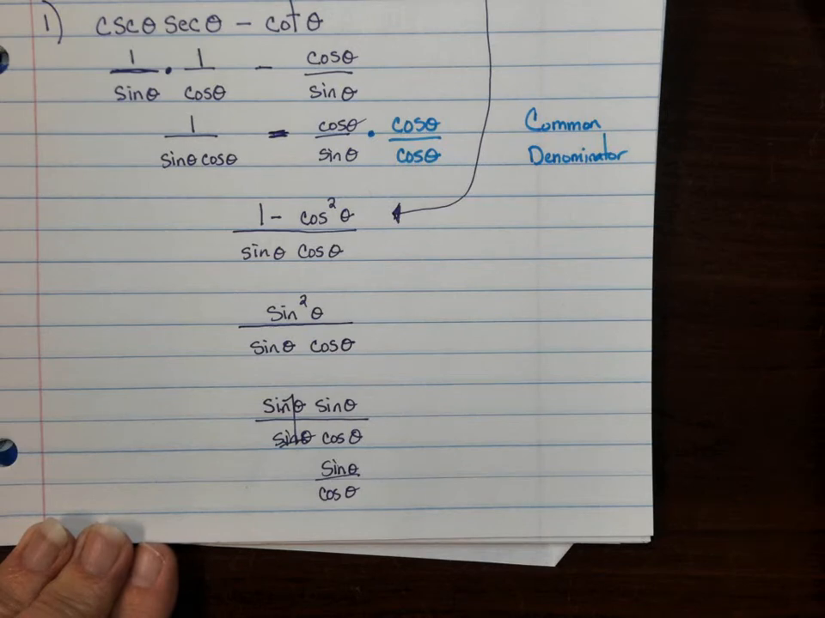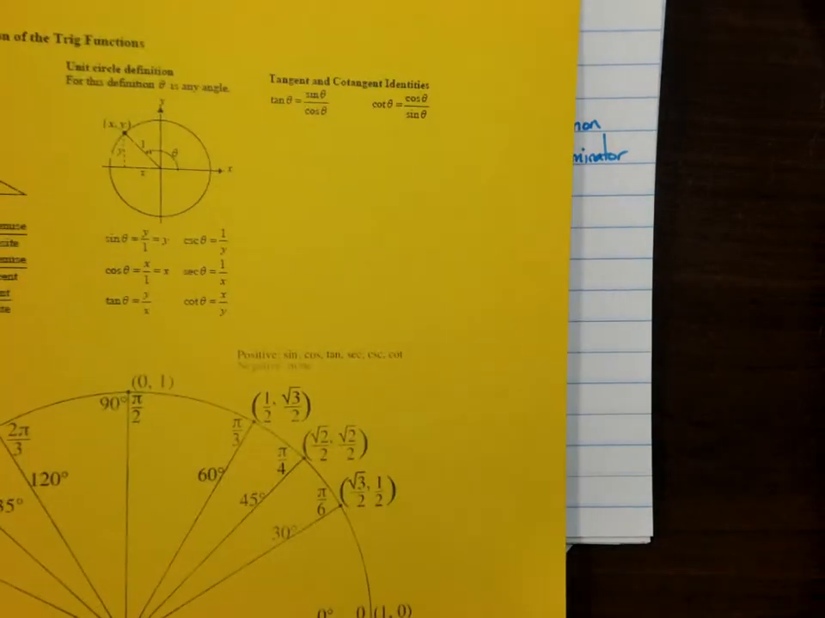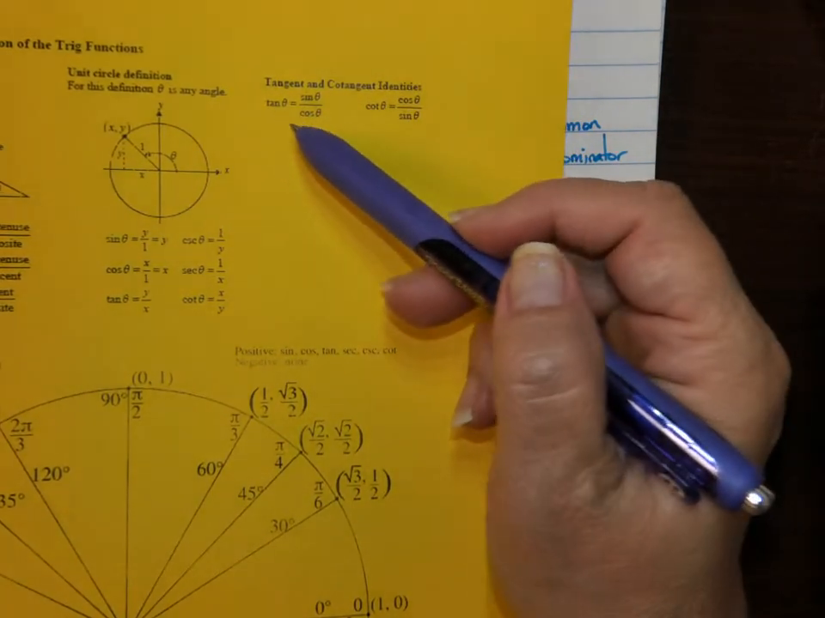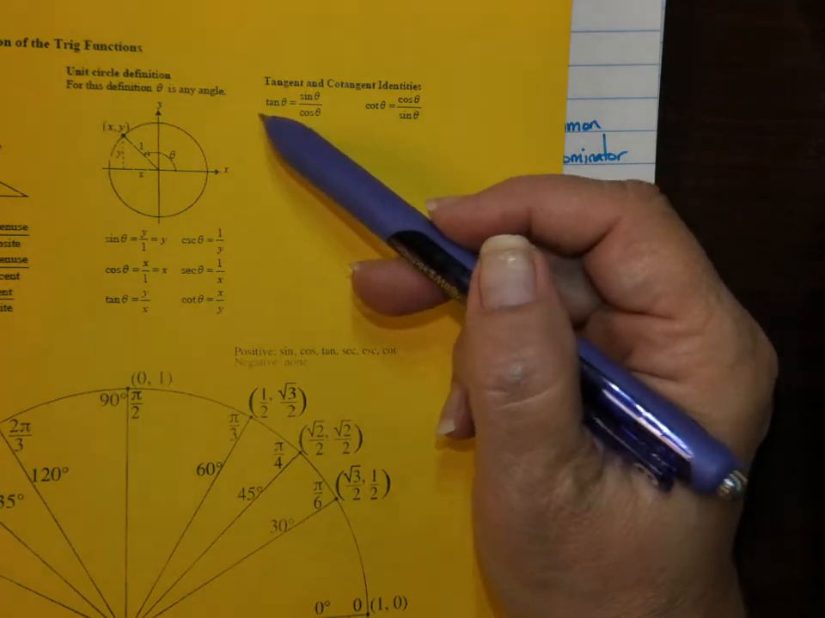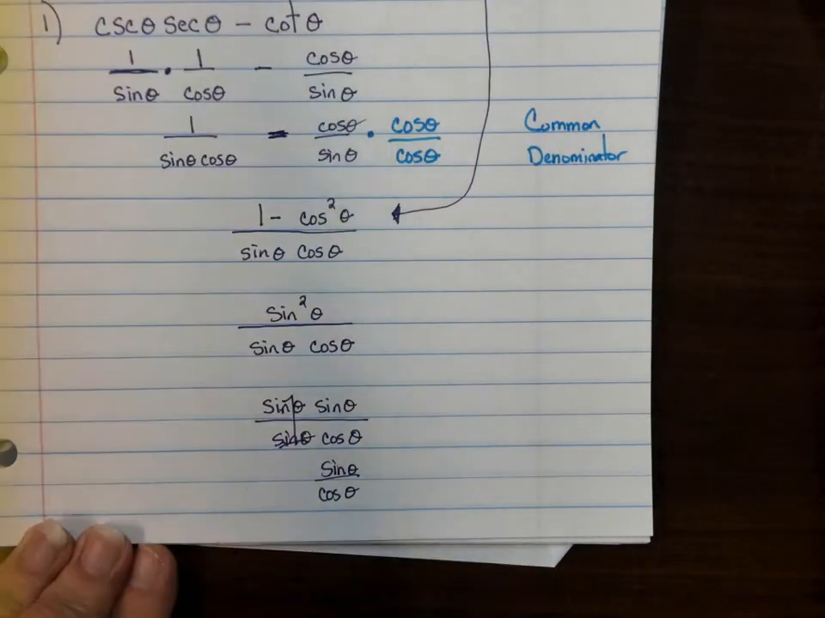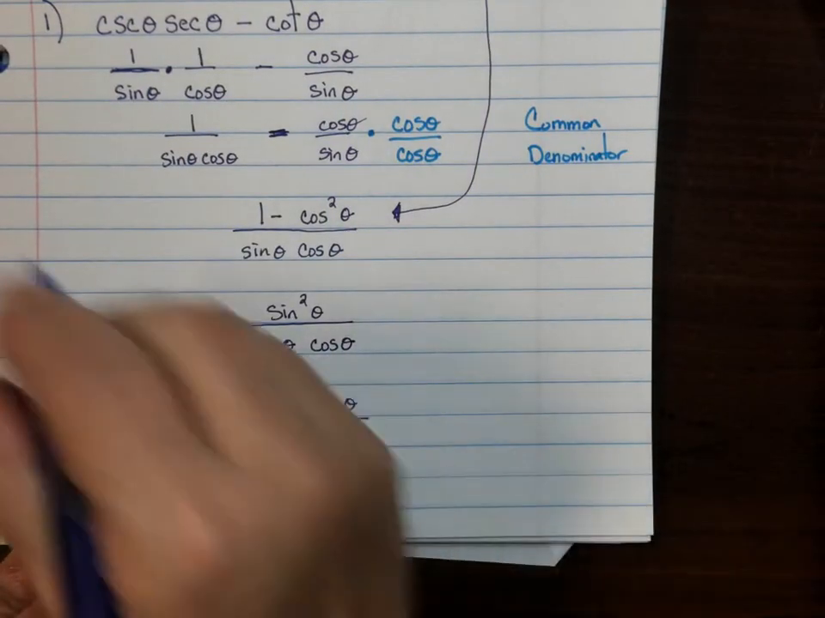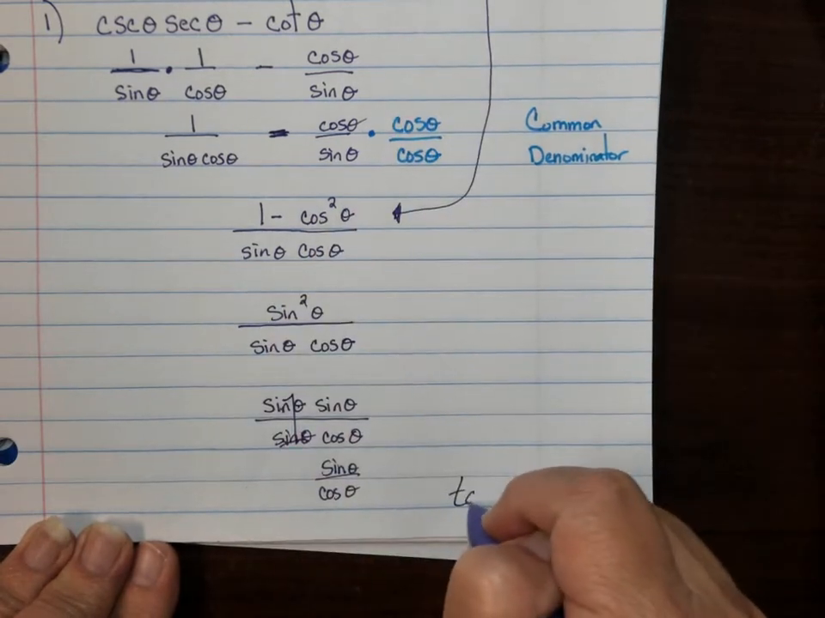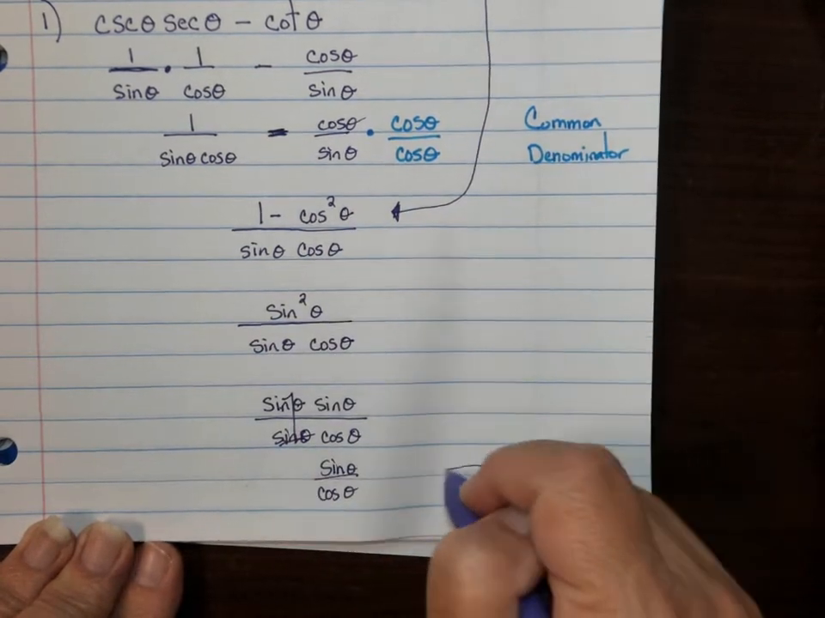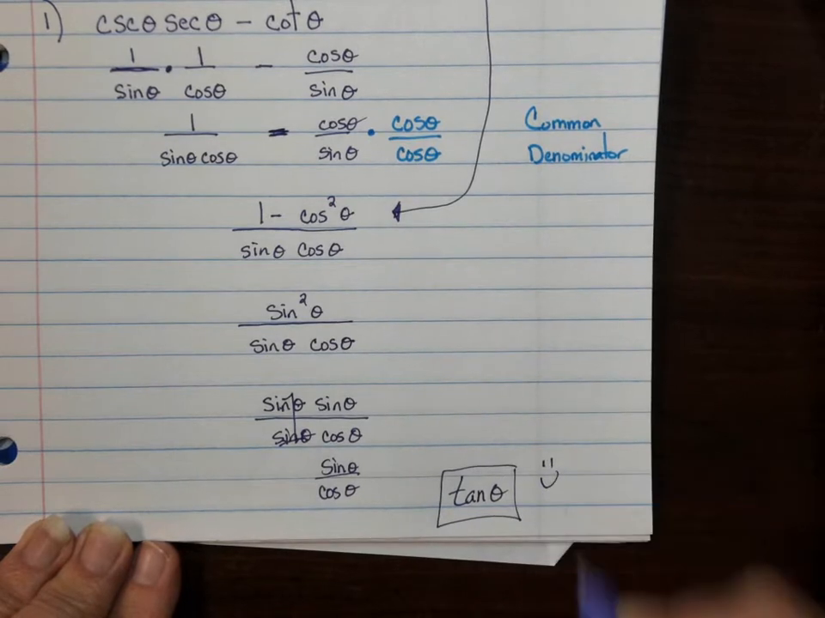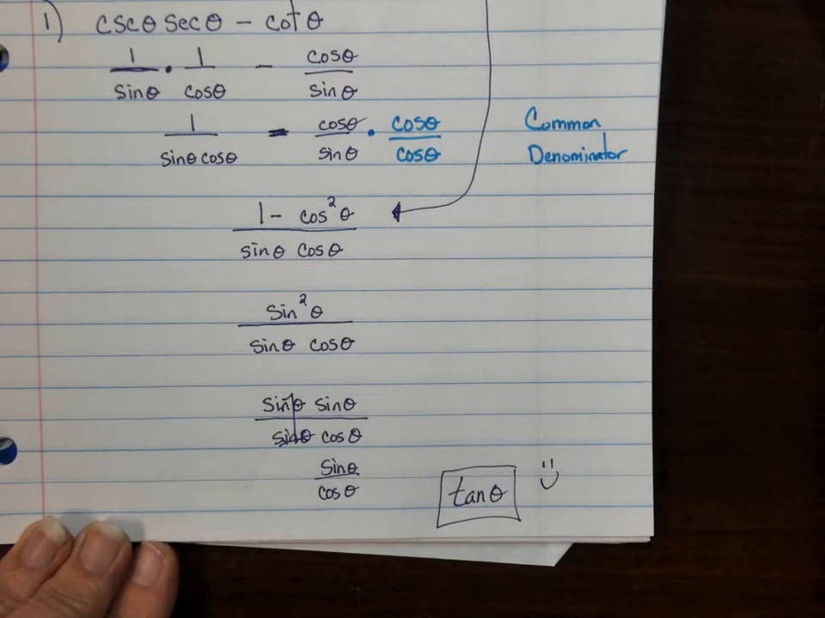Oh, but what is sine over cosine? Look at your quotient identity. Sine over cosine is just tangent. So all of this mess is just equal to tangent theta. Woohoo! We did it. We simplified the trig expression.